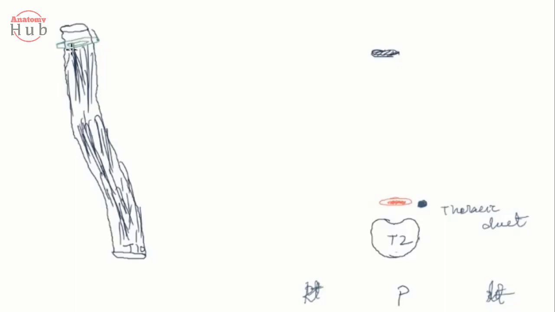So this is the lumen of your trachea. And this trachea descends downward, slightly towards the right side. Then at the sternal angle, it divides into two main bronchi. So here you'll see the left one, and here you'll see the right one.